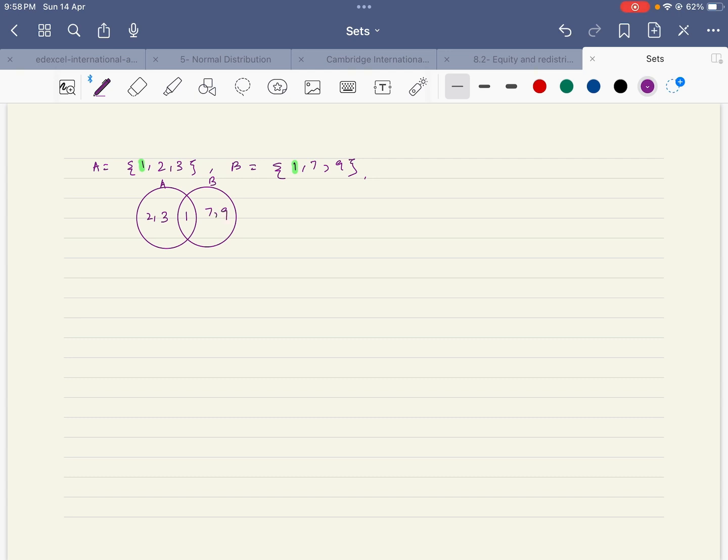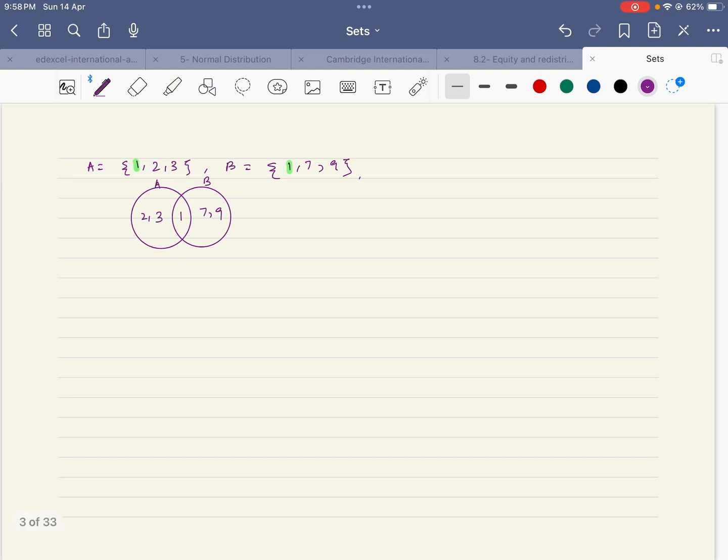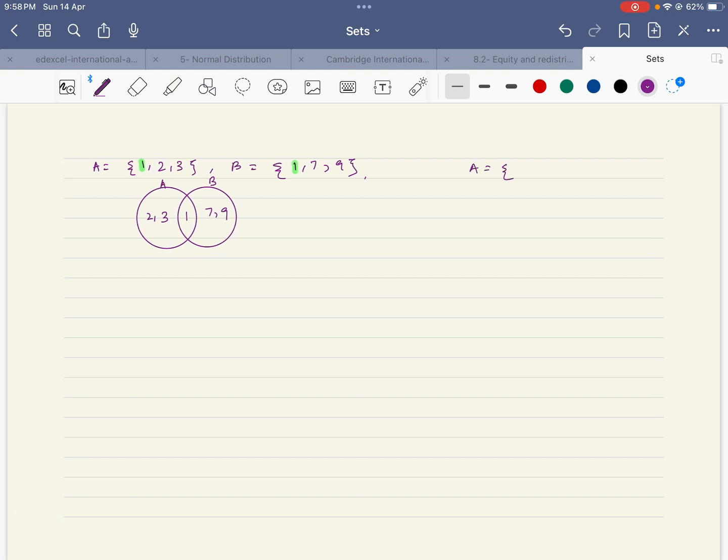Another set is a disjoint set. What is a disjoint set? Disjoint, as the name suggests, not joint. These are separate sets. These sets do not have anything common at all.